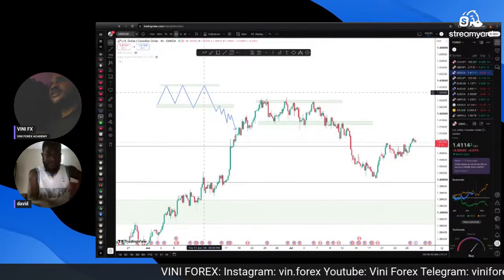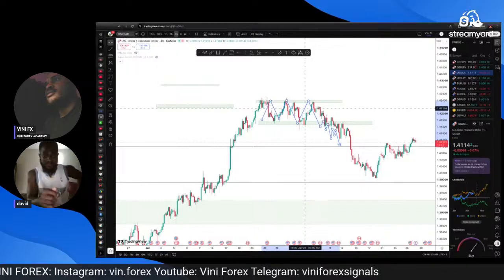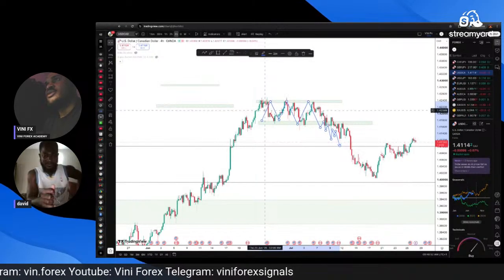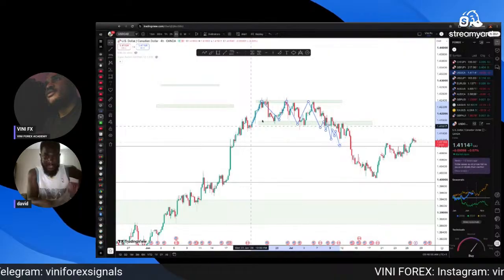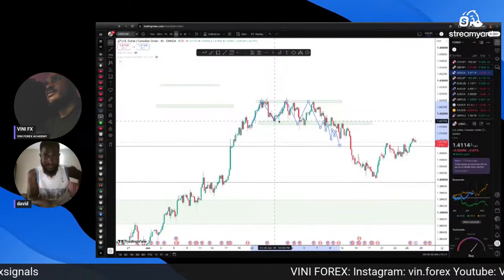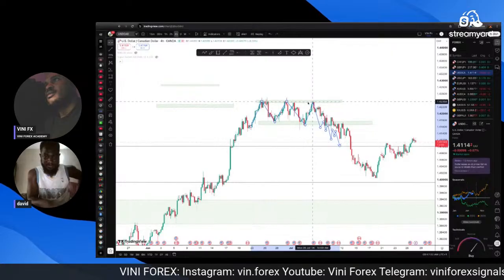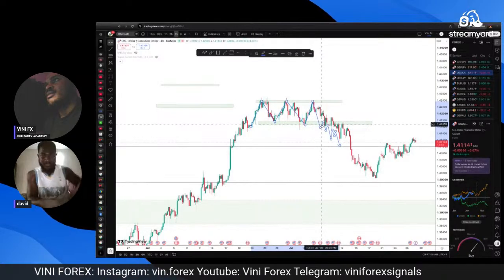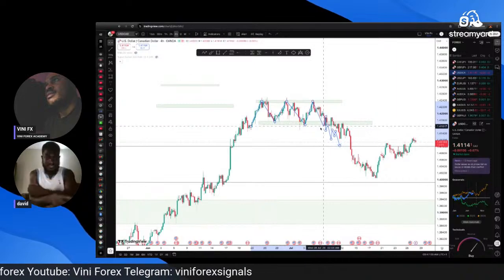So exactly from there, it formed the downtrend. You see that it broke below the trend line, and then became the downtrend. Yes. A downtrend.